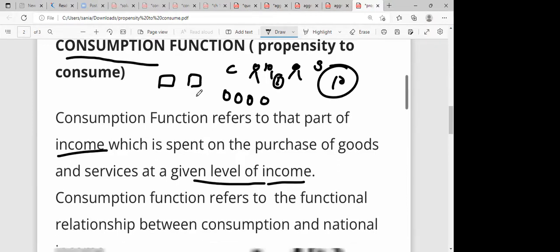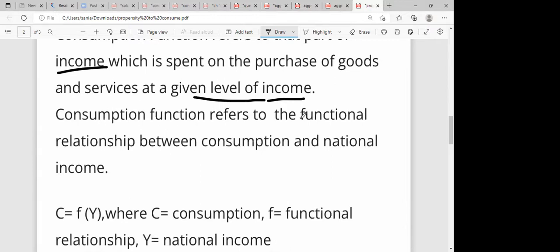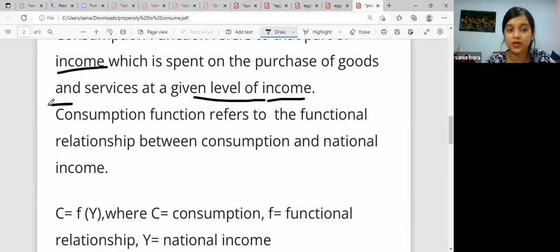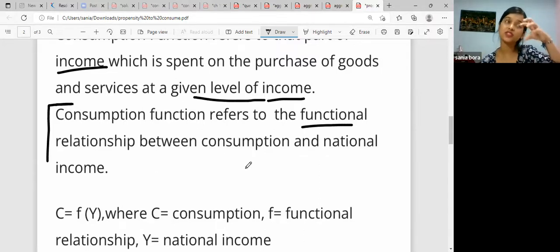Yes, ma'am. Okay. Now, consumption function refers to function. In economics terms, consumption function refers to the functional relationship between consumption and national income. So when there is a functional relationship, your consumption depends on your income. Consumption function depends on income, like this. The functional relationship between consumption and income, national income, that is known as consumption function. So this is the economics term language.